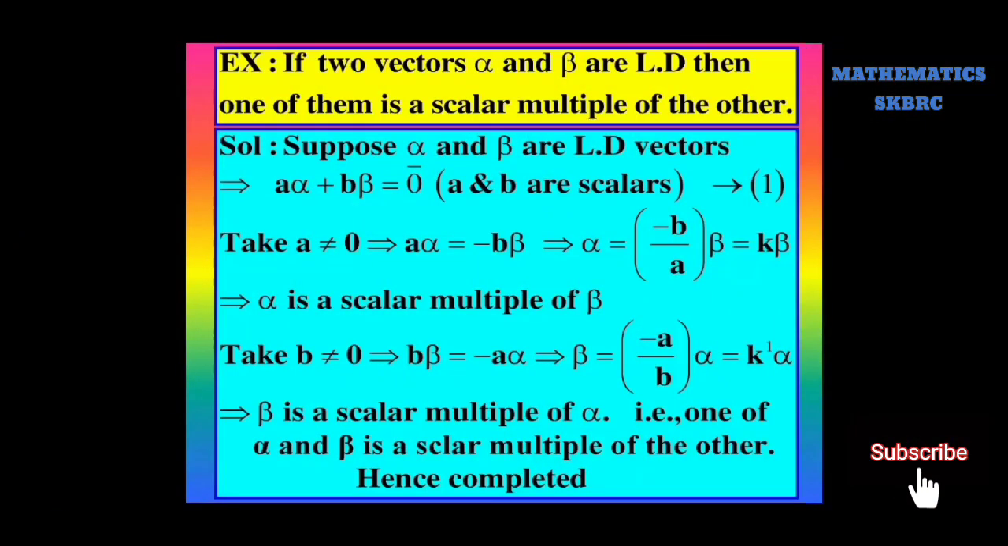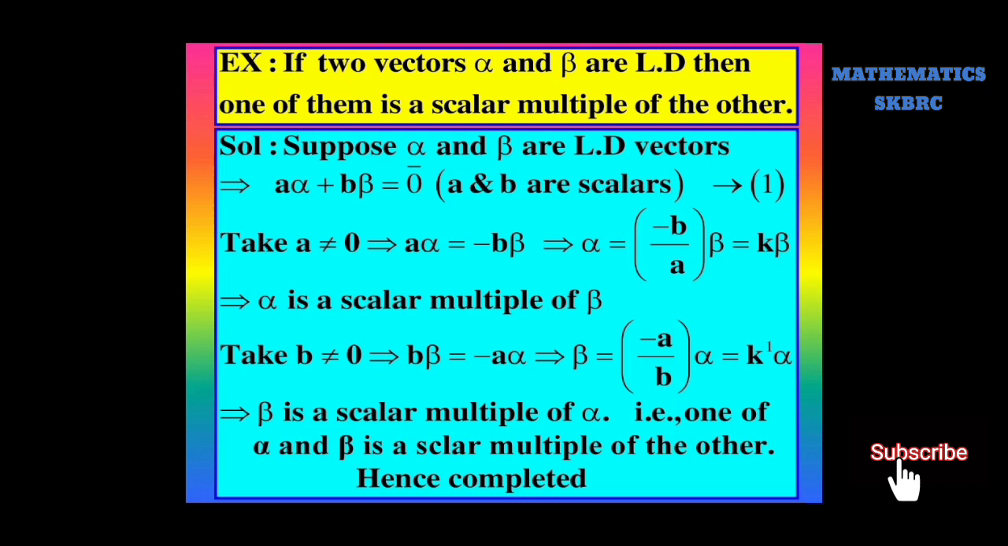Very important result: if two vectors alpha and beta are linearly dependent vectors, then one of them is a scalar multiple of the other. Suppose alpha and beta are LD vectors. By definition, there exist two scalars A, B belonging to F such that A alpha plus B beta equal to 0 bar gives A not equal to 0 or B not equal to 0. At least one scalar is non-zero. Suppose A is a non-zero scalar.